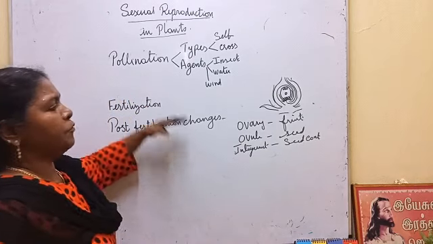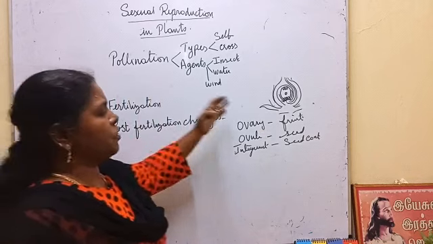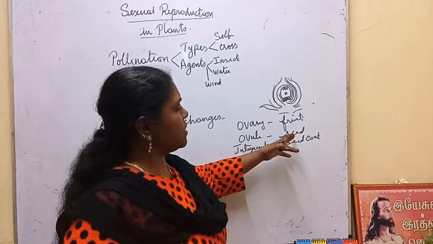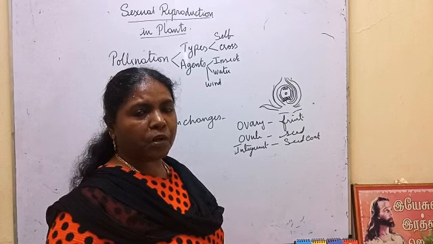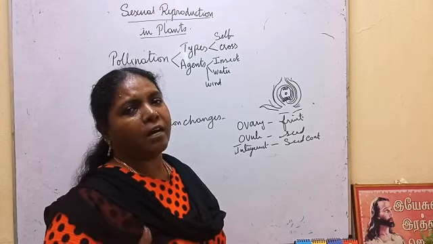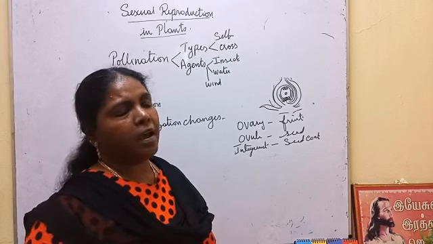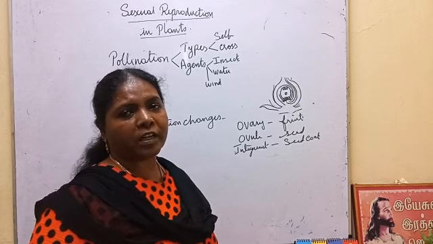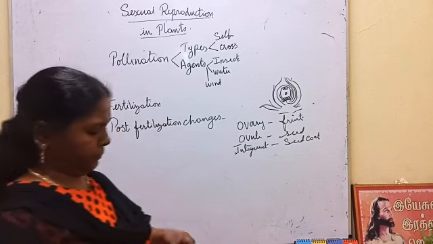This is how a flower is transformed into fruit. And if you sow the seed, it will germinate into a new plant. So that was sexual reproduction in plants. Okay, next we are going to see sexual reproduction in humans.